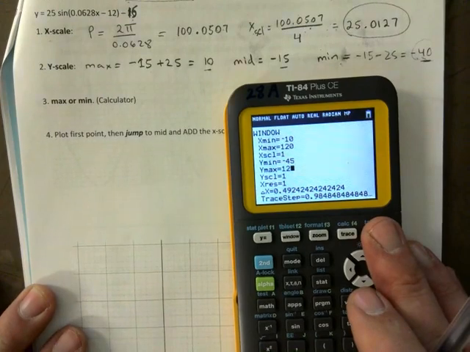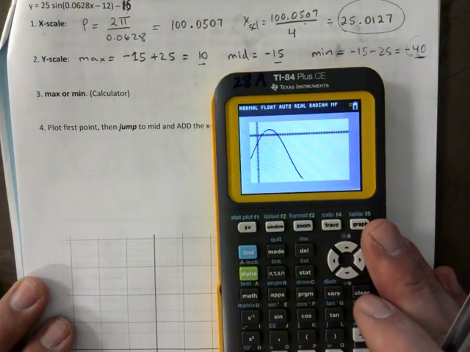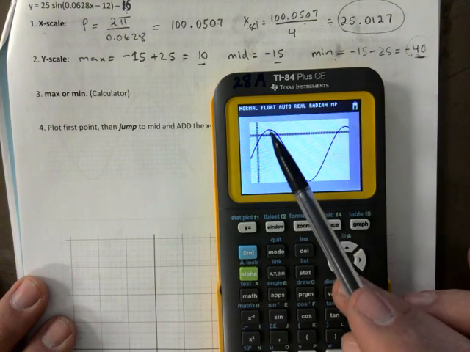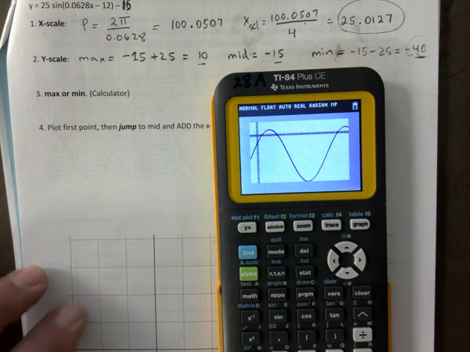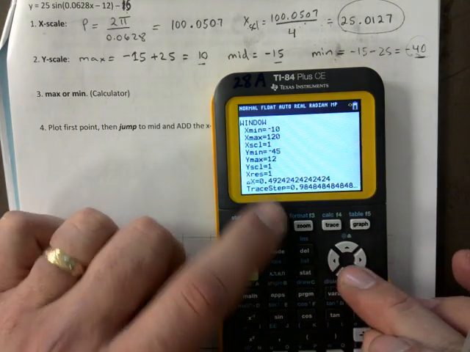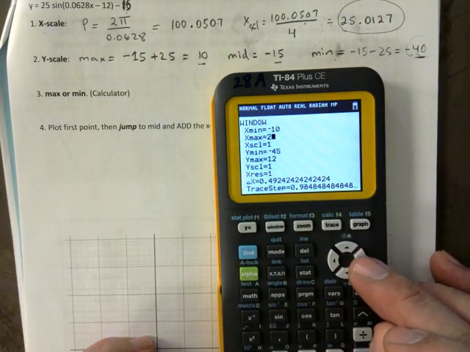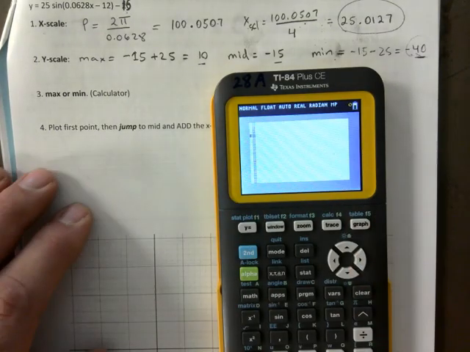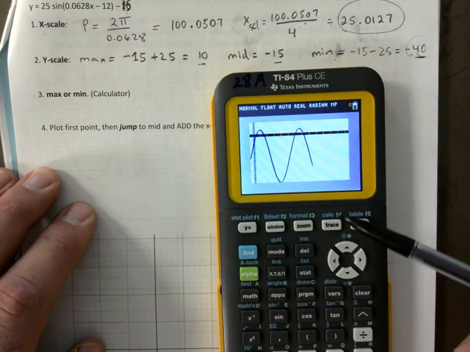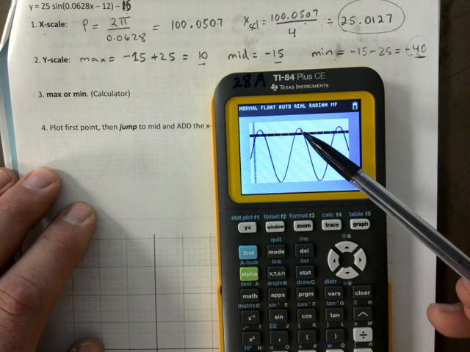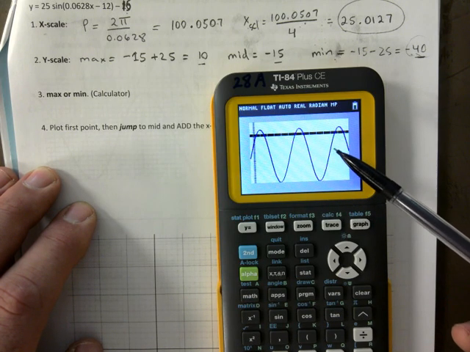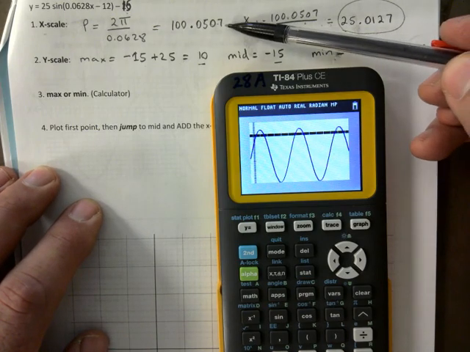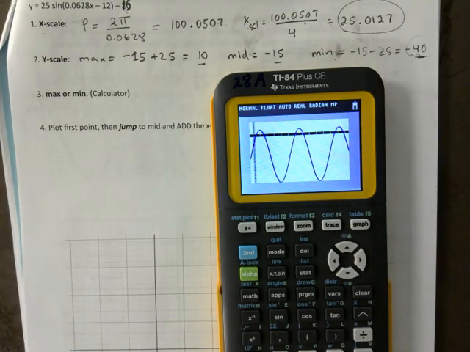So hit graph now. Not too bad, right? You actually see a full cycle from here to here. And let's say you want to see more. All you need to do is double or triple your x max. Then you're going to see one cycle there and another cycle, so this is actually two cycles now. So the period helps you determine your x max. Okay.